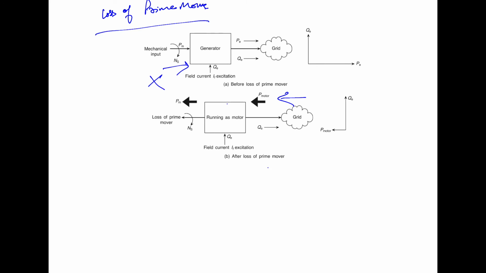The machine now draws a small amount of active power compared to its rating from the grid in order to drive the turbine and meet the losses which are taking place in the machine. At the same time, the machine supplies the reactive power to the grid since its excitation is intact. So it takes the active power from the grid and gives the reactive power to the grid. Running in this mode is not harmful to the generator, but it is definitely harmful to the prime mover like the steam turbine.